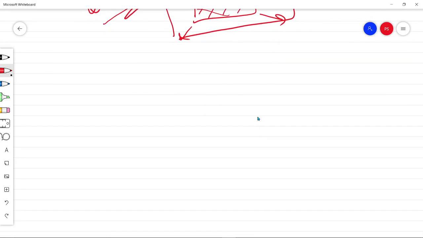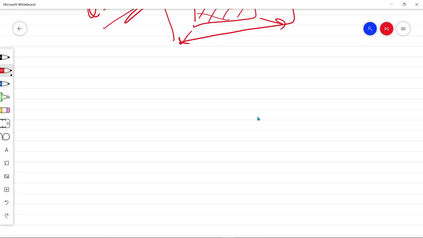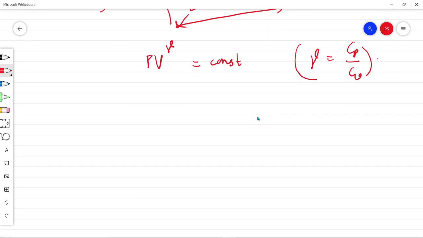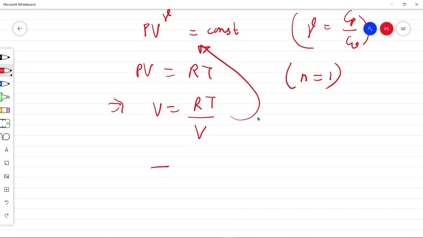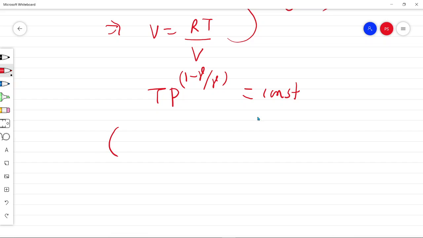Now this qualitative discussion can also be proved with the help of equations. We know that for an adiabatic process, PV^γ is a constant, where gamma is the well-known ratio of Cp upon Cv. But for an ideal gas, we know that PV is RT, of course, for 1 mole of a gas. So this means that V is just RT upon P. If we use this here, what we get is T times P^((1-γ)/γ) is equal to constant.